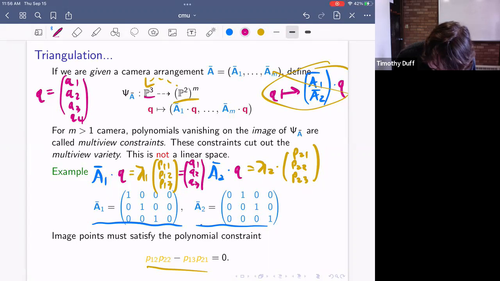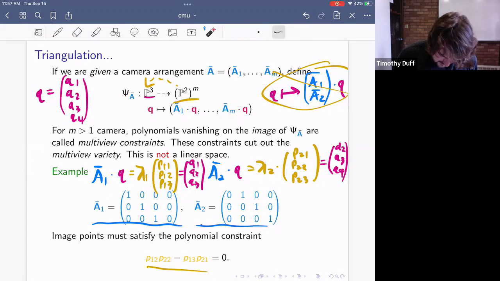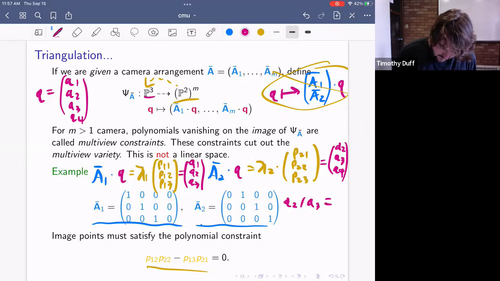And for A2, it's picking out the last 2 entries, Q2, Q3, Q4. And if I look at what's in common here, on both sides, I have Q2 and Q3. Sorry, here I have Q2 and Q3 on the top, and here I have Q2 and Q3 on the bottom. So if you look at the ratio of Q2 over Q3, what you'll get in terms of the image coordinates is lambda1 times p12 over lambda1 times p13.